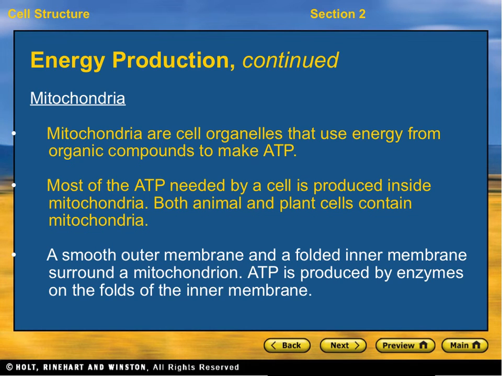Okay, and some of you may have heard this before too, but the mitochondria is typically known as the powerhouse of the cell. The mitochondria is an organelle that uses energy from organic compounds to make ATP that the cell can utilize. So most of the ATP that's needed by a cell is produced inside of the mitochondria. This is something that is common to both plants and animals. The mitochondrion is actually surrounded by a smooth outer membrane and a folded inner membrane. So ATP is produced by enzymes on the folds of the inner membrane.